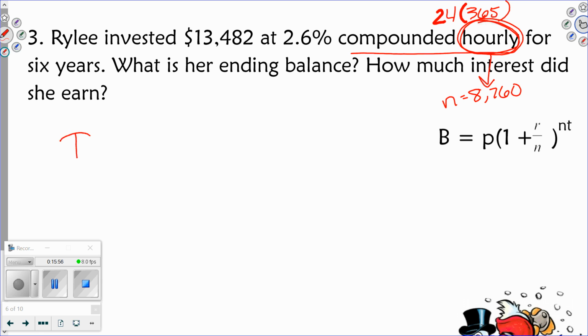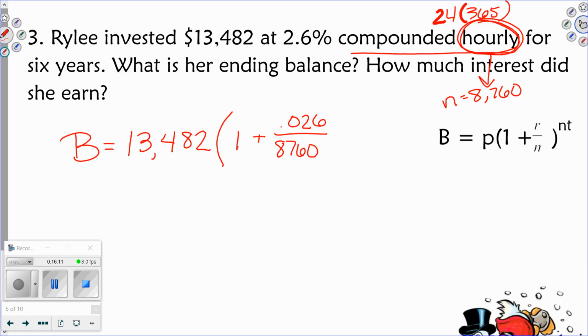All right, so writing in your formula, the principal, 13,482, parentheses, 1 plus my rate, 0.026, compounded would be 8,760. I know, 8,760, and then years was 6. So go ahead and type that in. Give everybody a minute to type in. Yeah, it just takes longer to type it in than anything else.